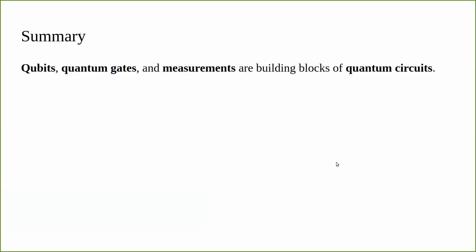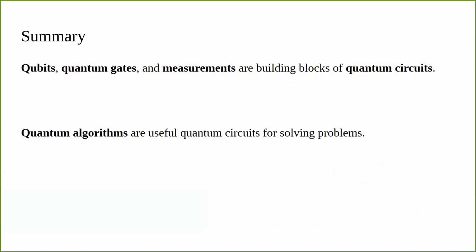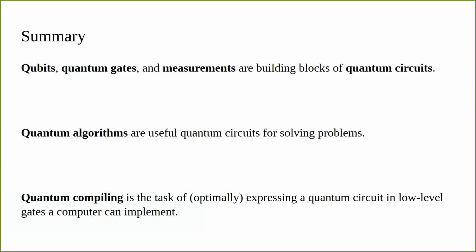Okay, so let me summarize now. We talked about quantum circuits, and the building blocks were qubits, quantum gates, and measurements. We use quantum circuits to describe quantum algorithms. I showed one simple example, and then I talked about a few others, notably a variational algorithm, which can be used to solve combinatorial optimization problems, at least in an approximate sense. And then the last thing that I mentioned was quantum compiling. So this was the task of taking a high-level quantum circuit and expressing those same operations into the low-level gates that a particular computer can implement.